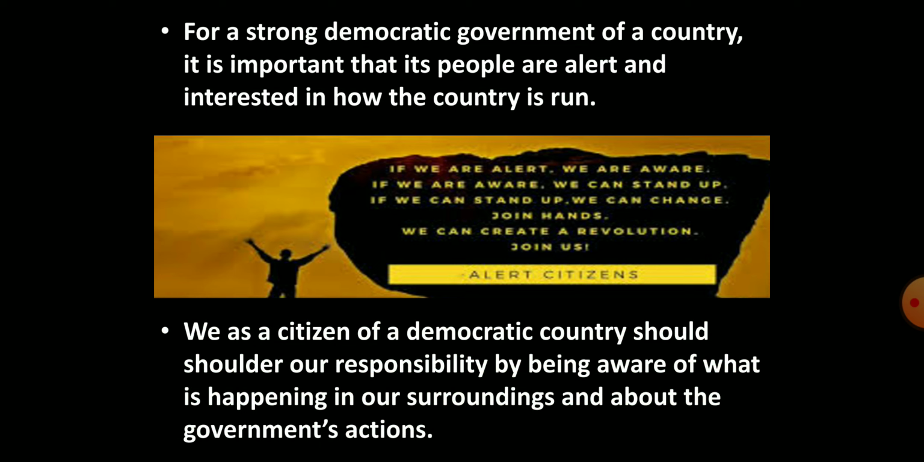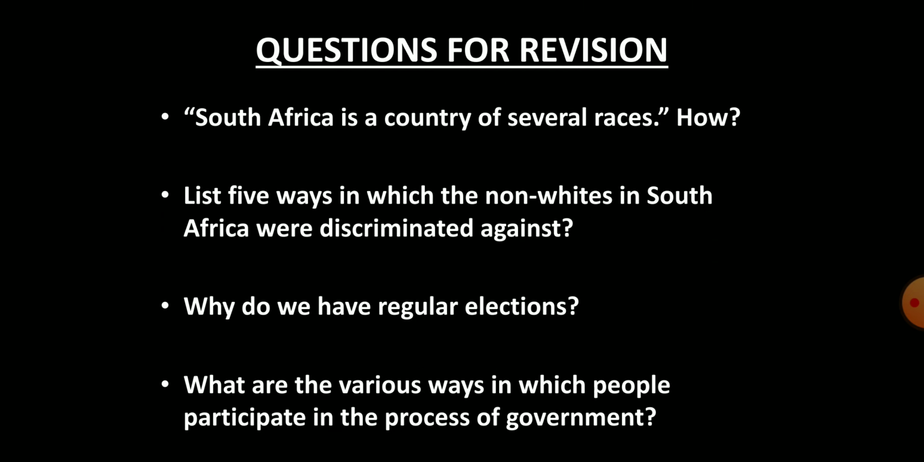It is required that the people of a country are alert and aware so that the democratic government of a country is strong. Therefore, as citizens, it is the responsibility of everyone to be aware of what is happening in his or her surroundings and what are the actions of the government for various issues. The other key elements of a democratic government will be covered in the second and the last video of this chapter. Till then, try to solve these questions.